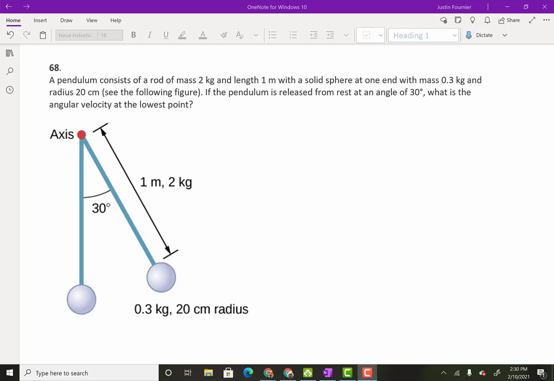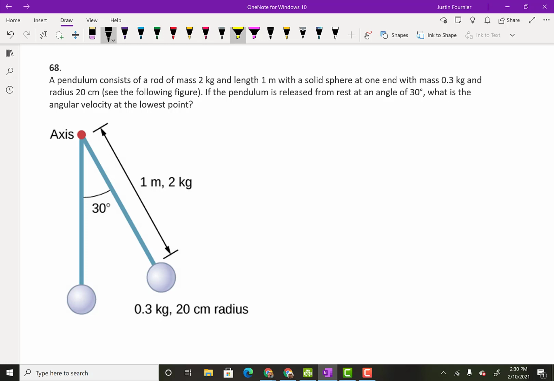So 68 here says a pendulum consists of a rod of mass 2 kilograms and a length of 1 meter with a solid sphere at one end of the mass of 0.3 kilograms and a radius of 20 centimeters. See the following figure.